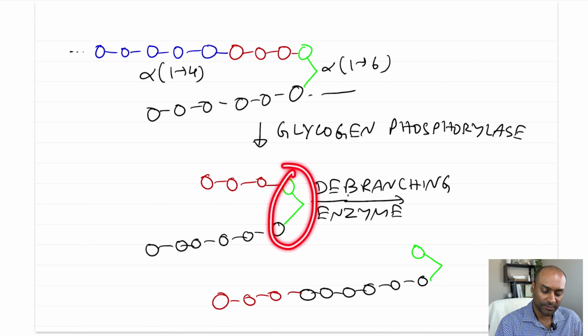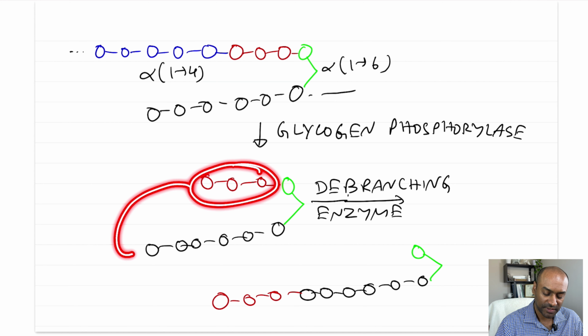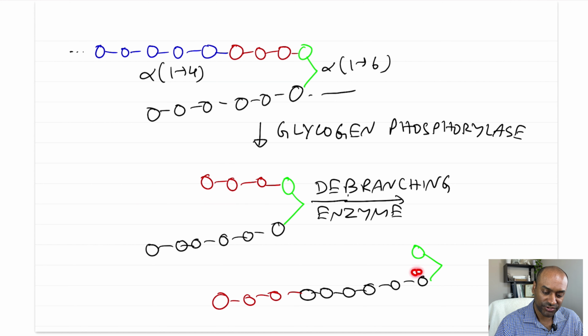So at this point, about 4 residues from the branching point, glycogen debranching enzyme will come, and it will shift about 3 residues of glucose to the non-reducing end of the other chain. So it will basically take from there and put them here. That's what it will do. And this is how you now have this new chain where all the red molecules are now over here. Okay, so glycogen debranching enzyme, that's the first thing that it will do.